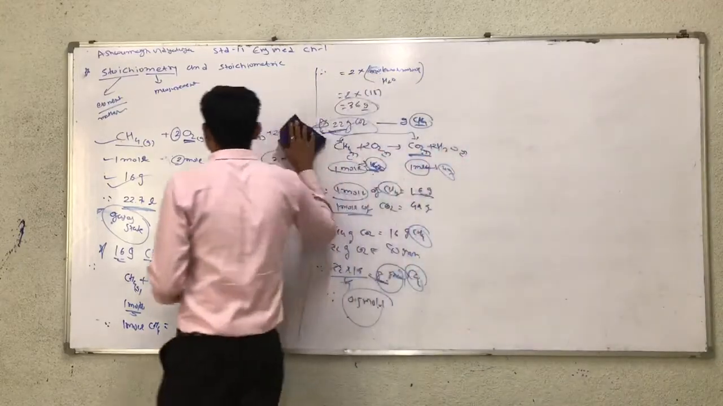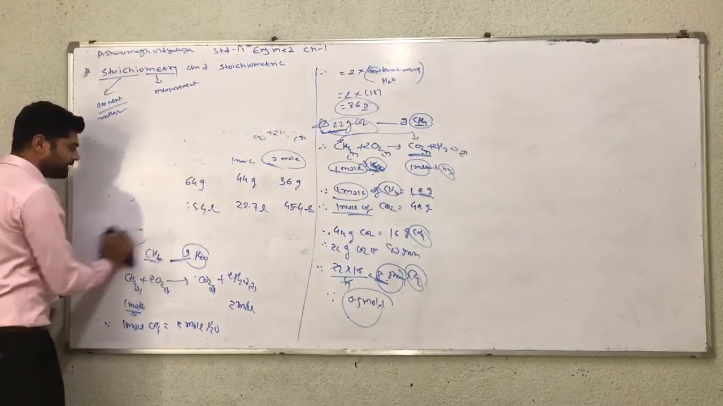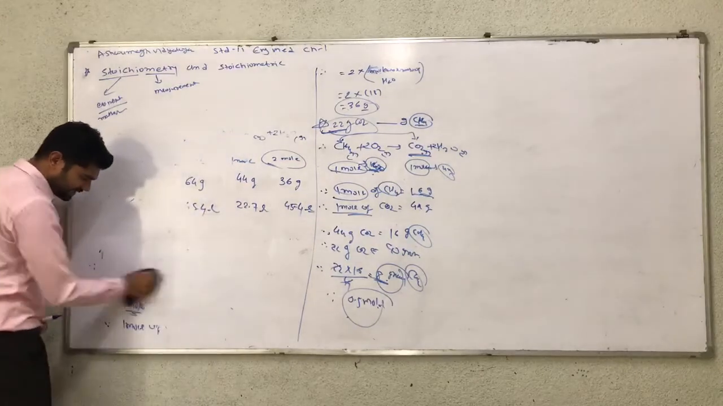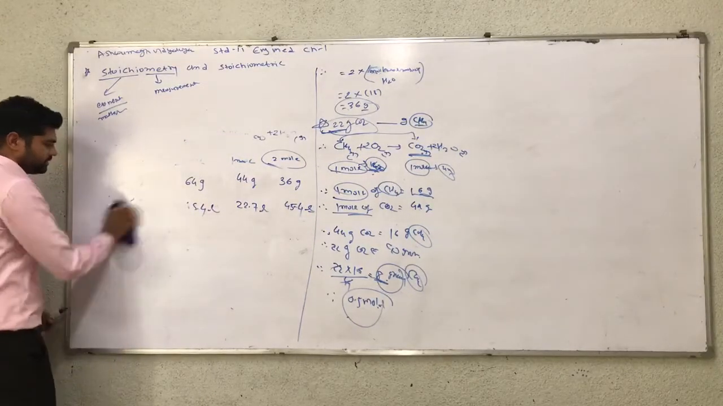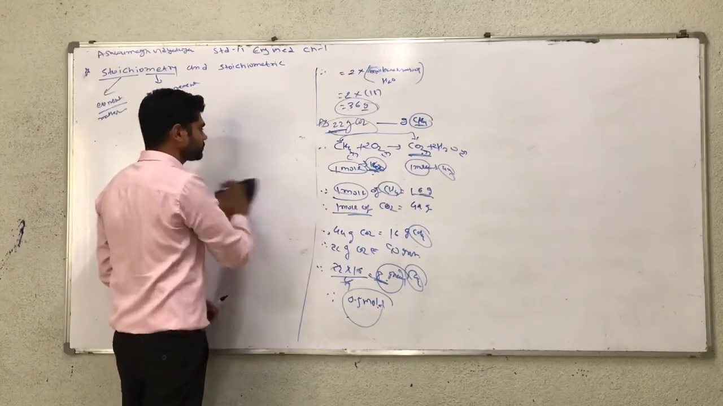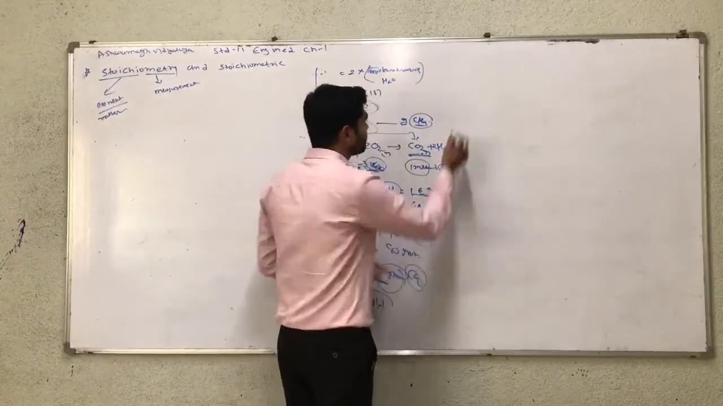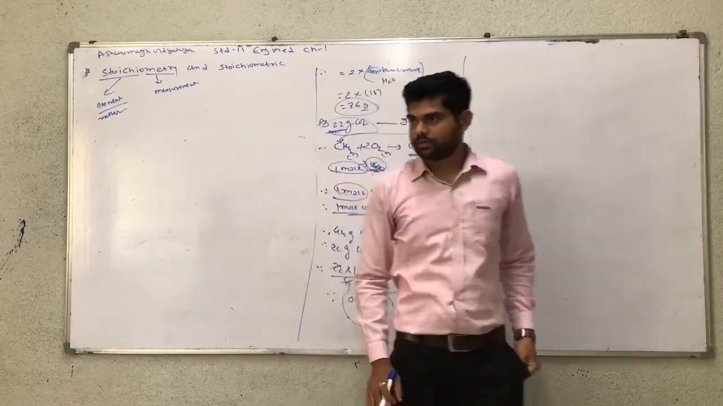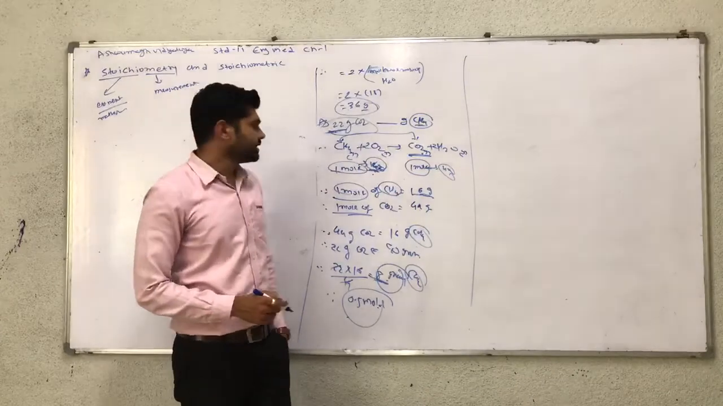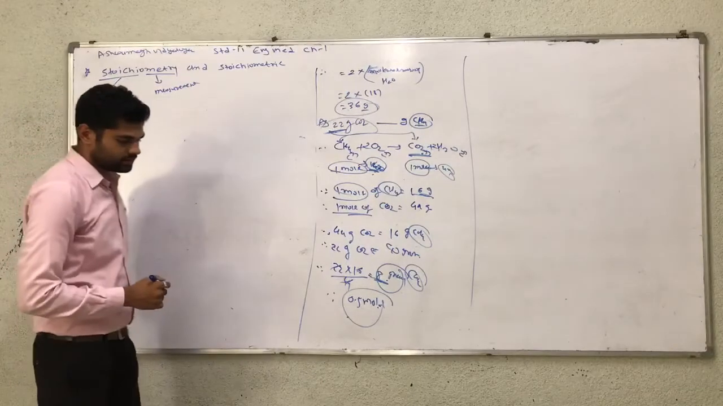Using this concept, there is another question we have to solve. In the reaction between hydrogen and nitrogen, they combine with each other and produce ammonia. Next topic is limiting reagent.